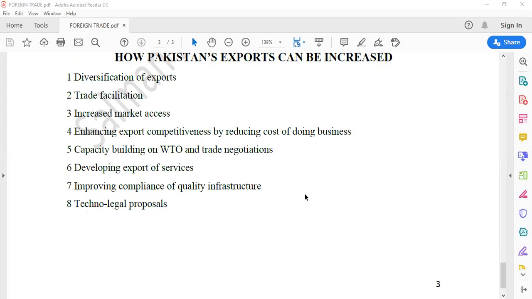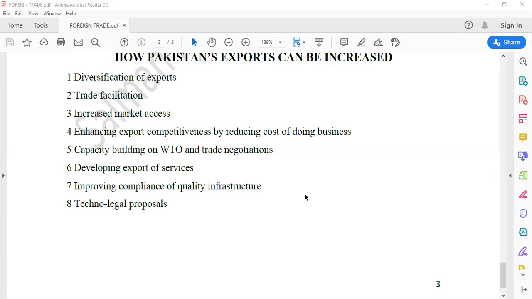Second last point is improving compliance of quality infrastructure. The infrastructure should be up to date, and it should be according to the needs and requirements of international standards, so that we may produce products which meet the standards of the world, and the world starts buying those products from us. Last is techno-legal proposals.